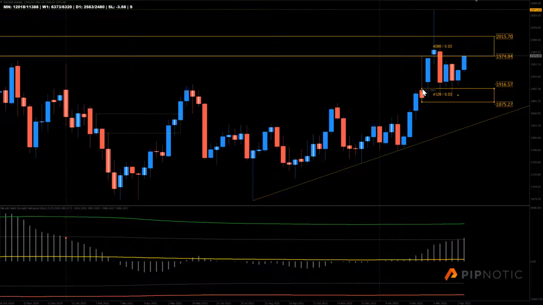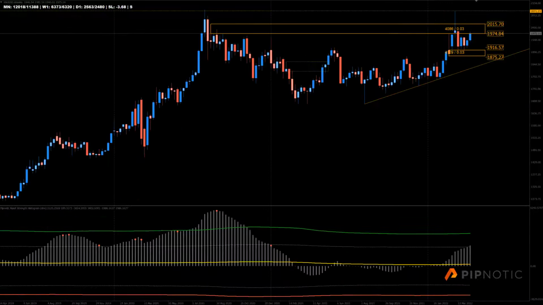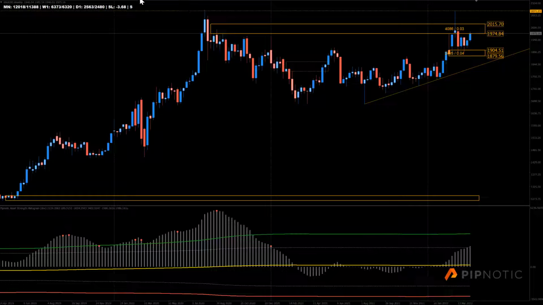So if we move our little box here, we've got this. You can see that this has held many times. Once, two, three. We had three tests here, and now price is looking to try and challenge the highs once more. So this is an important thing to pay attention to. We have demand here. This is holding. Price managed to tear through this.